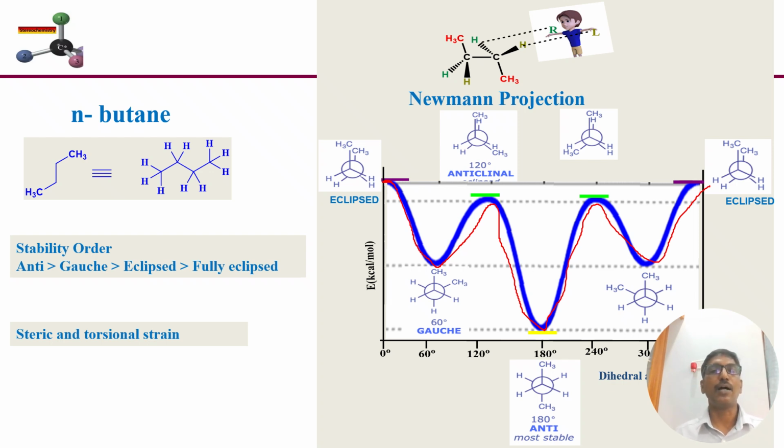The stability order also, one can see that anti has greater stability compared to gauche, and gauche has greater stability compared to partially eclipsed. Finally, the least stable one is the fully eclipsed. How does it vary? How can one rotate the bond between C2 and C3, and how do these steric and torsional strains play a major role in predicting the stability of the molecule and its energy?